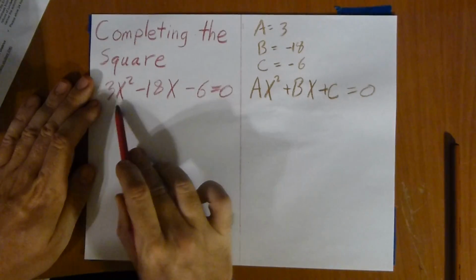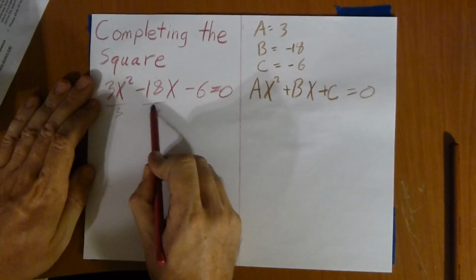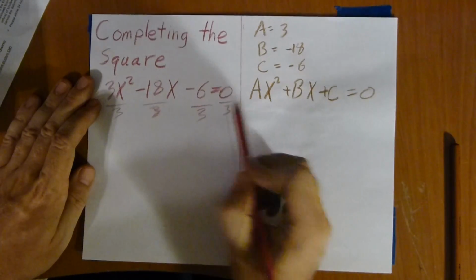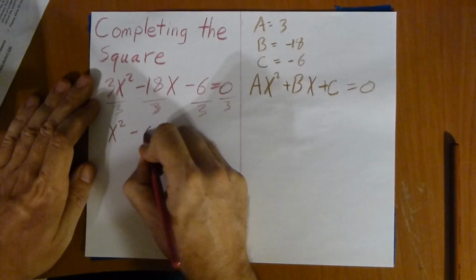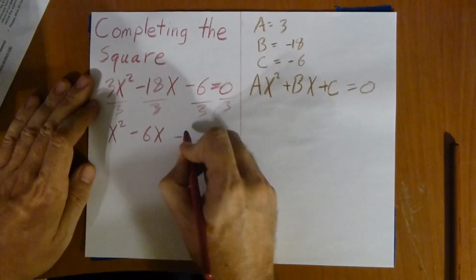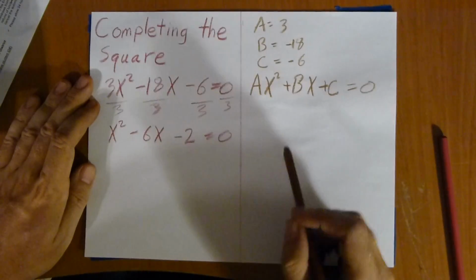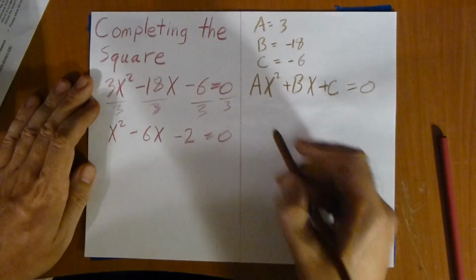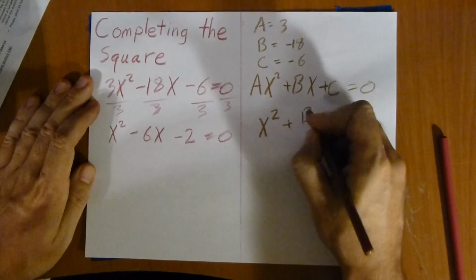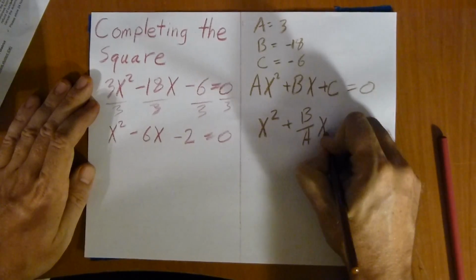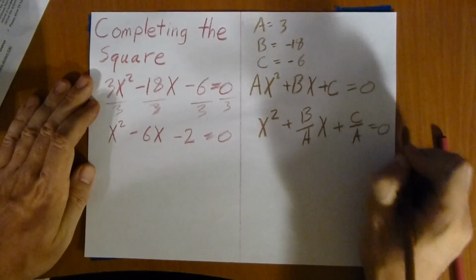To begin this problem, we're going to divide both sides by 3. Divide by 3, divide by 3. That leaves us with x squared minus 6x minus 2 equals 0. Likewise, on this side, we'll divide both sides by a. If you don't want to follow this side, don't worry about it. It will make more sense in a minute. x squared plus b over a x plus c over a equals 0.